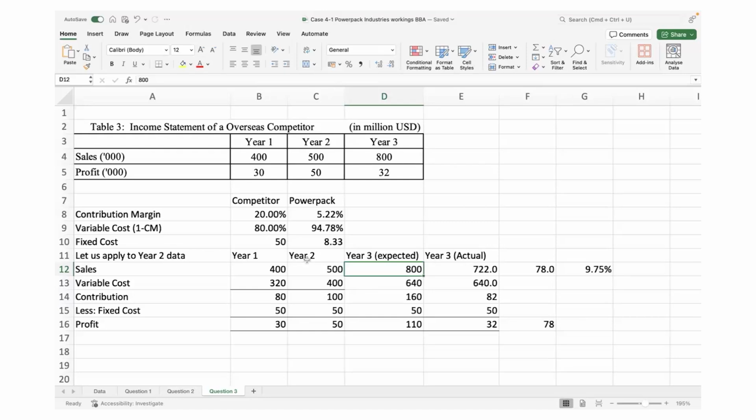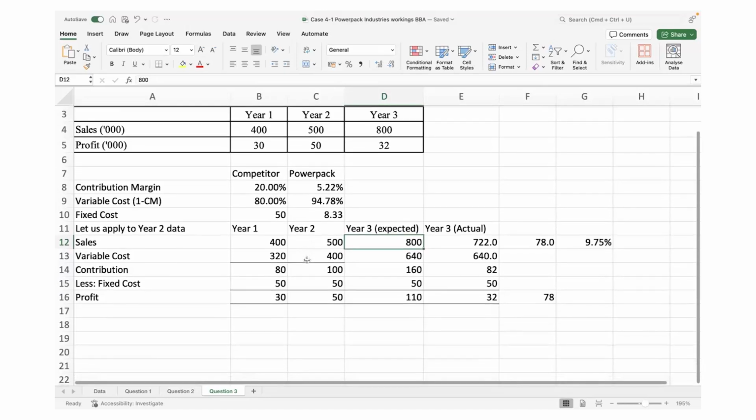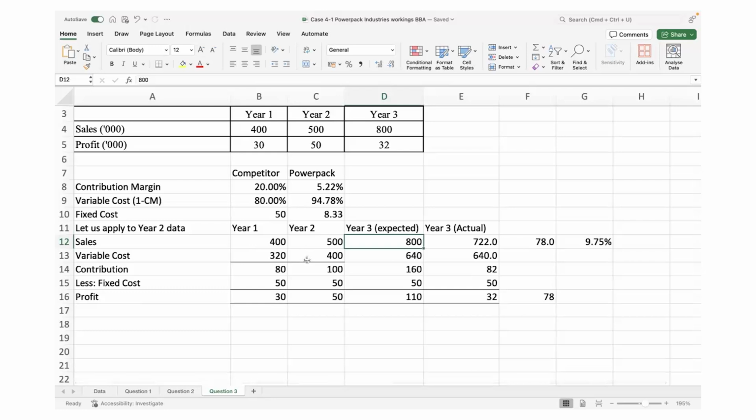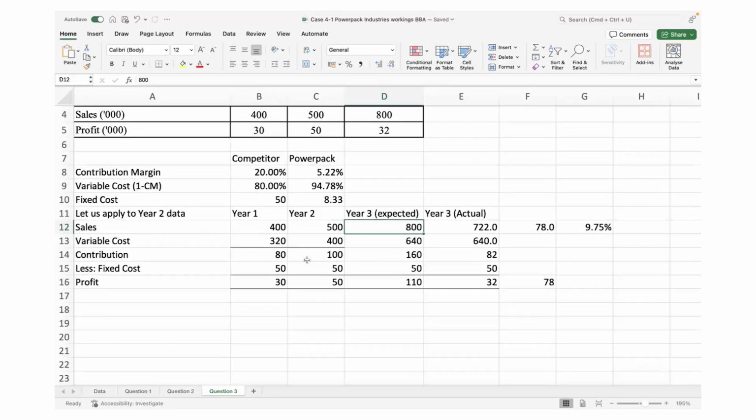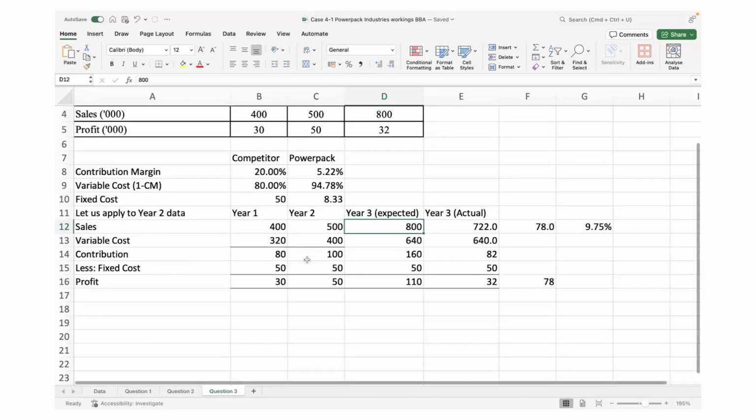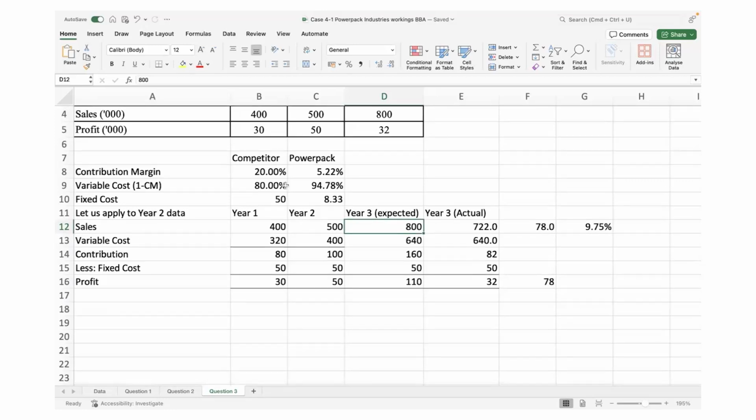So, one suggestion for question number 4, what should be the long term strategy for this power pack? The power pack should now start looking into automation as a way to bring down the variable cost and increase the contribution margin from 5.22 to a higher level. At 5.22, it is not sustainable, particularly to withstand the competitor.